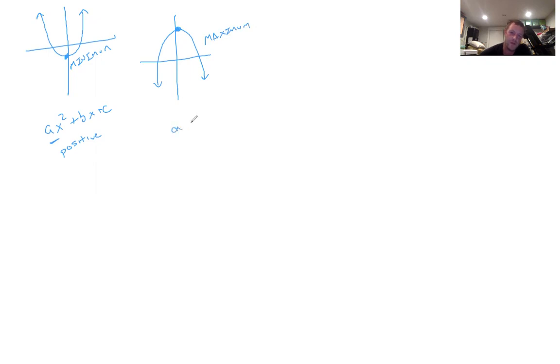So that's going to happen where ax squared plus bx plus c, where a is negative. So anytime a is negative, you're going to have a maximum function. Anytime a is positive, it's going to be a minimum. Bottom of the hill, it's a minimum. Top of the hill, it's a maximum.